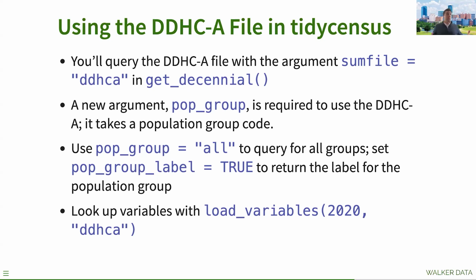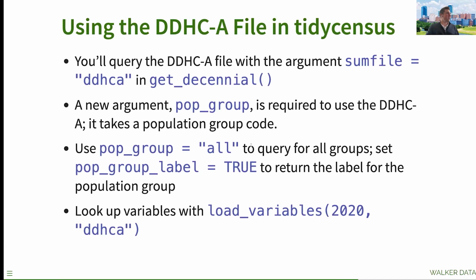You can get all groups with the argument pop_group equals "all". That will pull in all the population groups for you. And then you use the pop_group_label equals TRUE argument, and that'll give you back the label. So you can look up variables the same way with load_variables. I will show you this example in just a little bit.